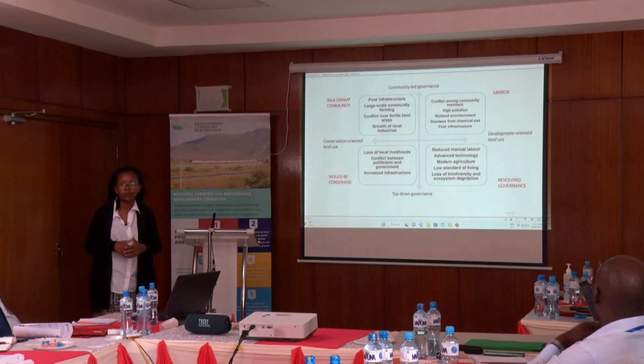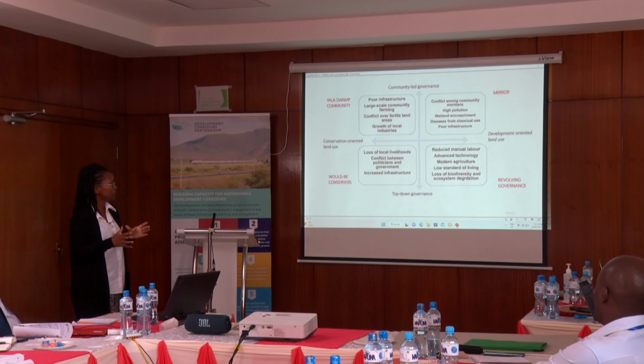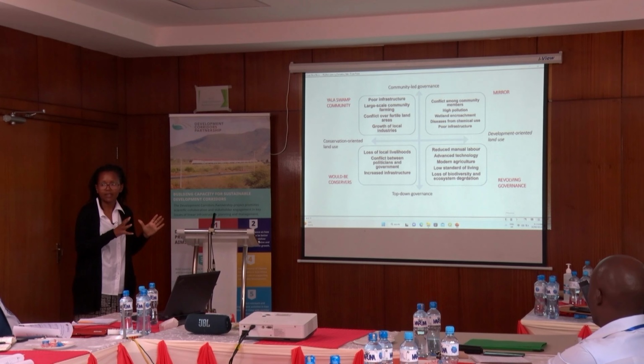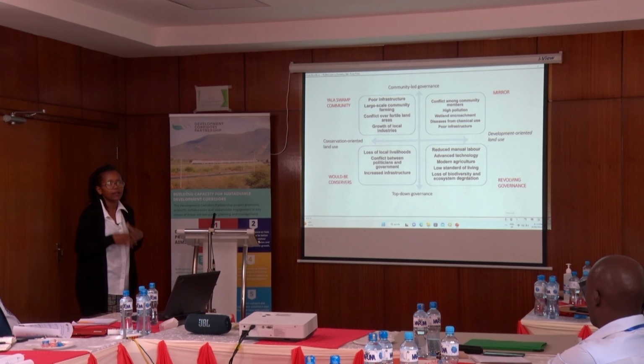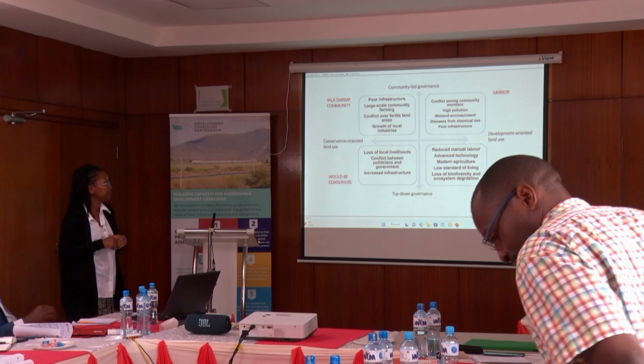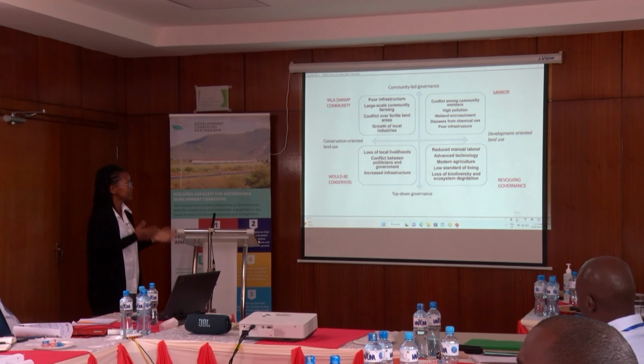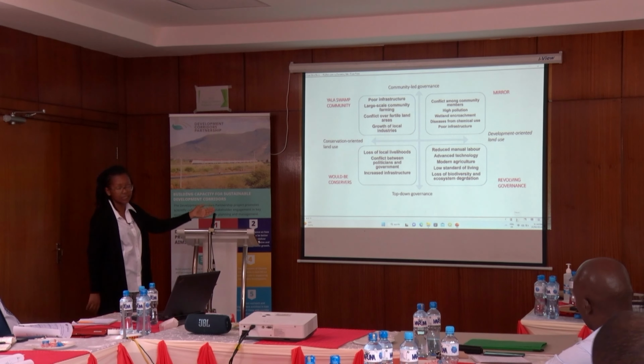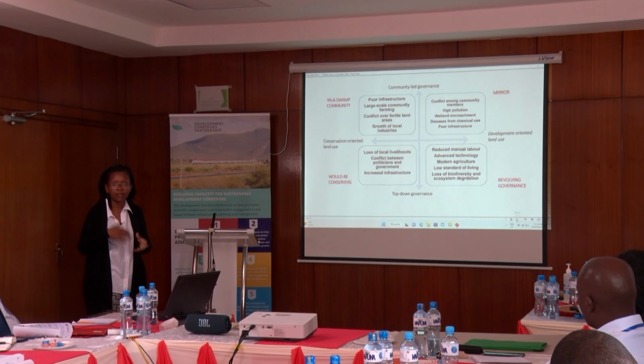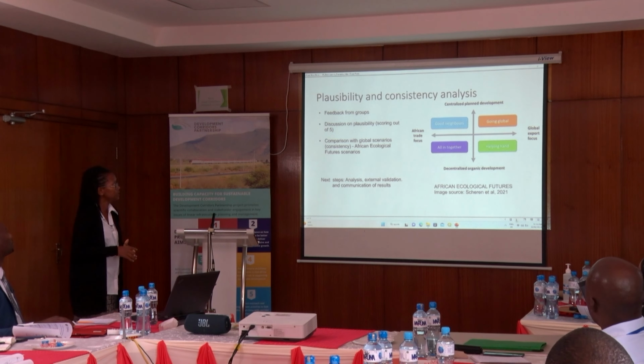On the other side, if you had, let's say, top-down governance with conservation-oriented land use, you'd have loss of livelihoods. Why? Because if government is in control and they've decided this place we are conserving it, we're not allowing any agriculture, the locals will be less likely to be able to farm. You have conflict between politicians and government because now maybe the community are complaining they can't access the wetland. And the local politicians are now trying to fight against government on this. Then you have increased infrastructure again because government is coming in to build roads and all that. That was basically how we went from identifying the drivers all the way to coming up with scenario storylines.